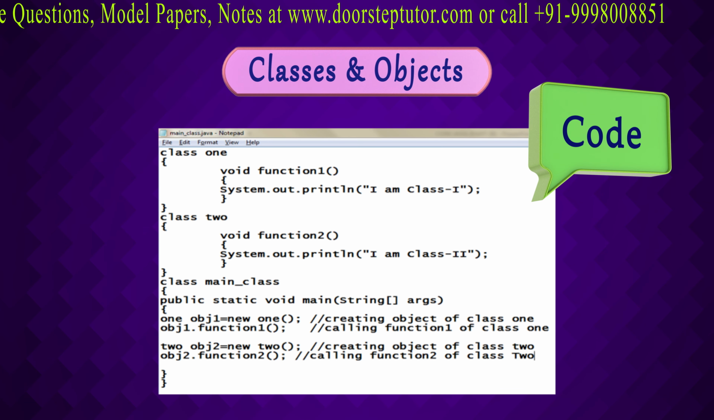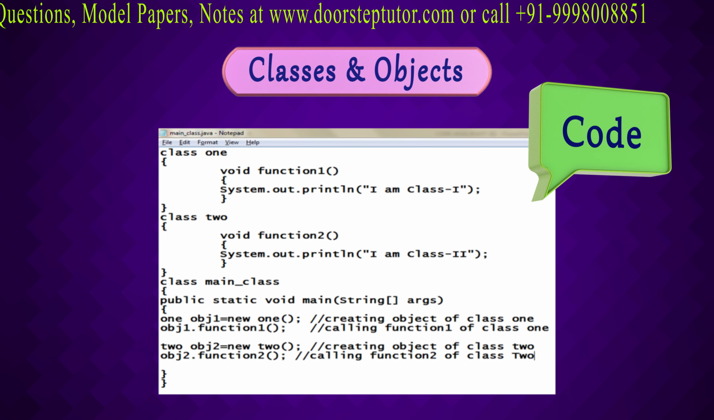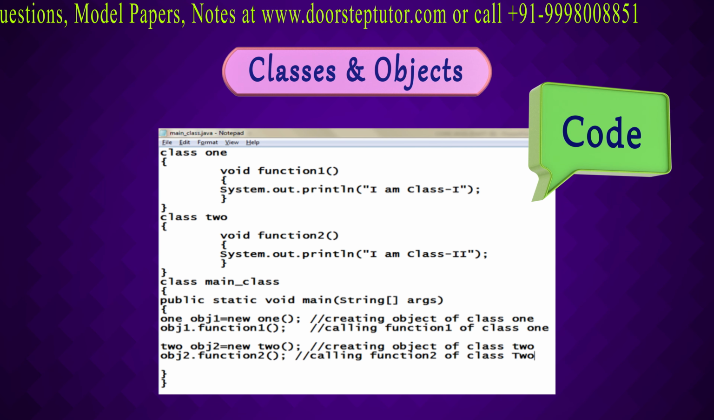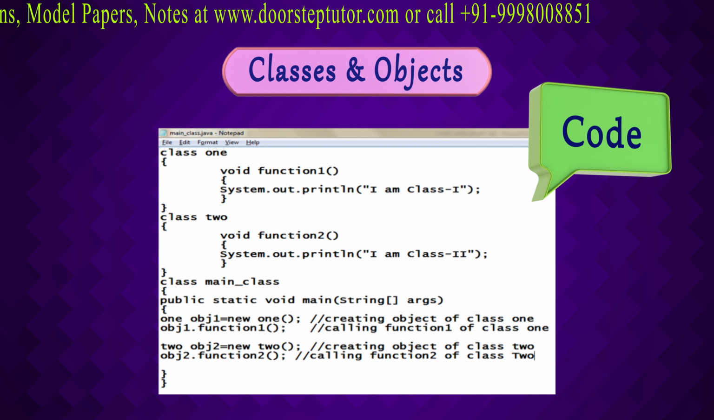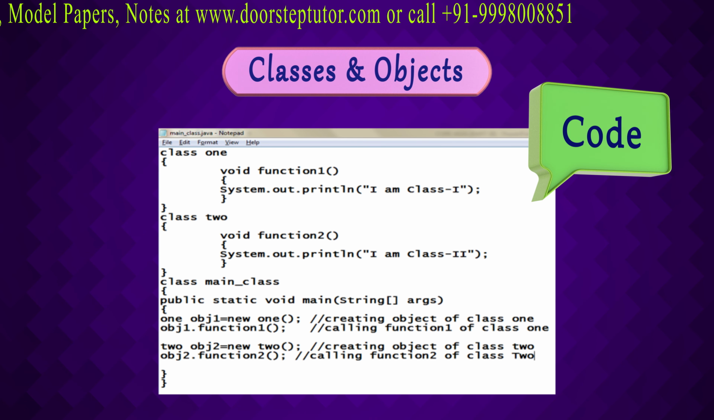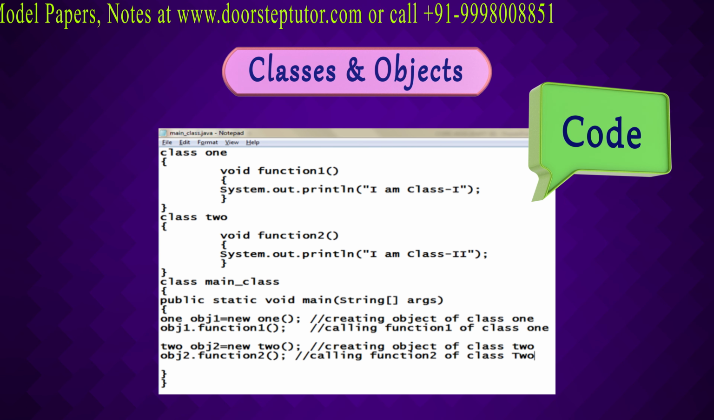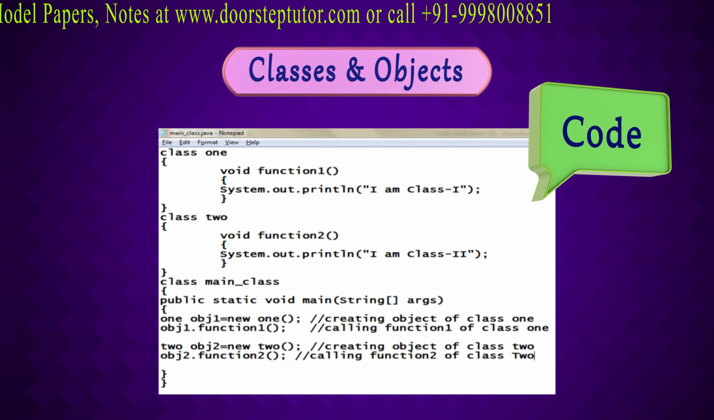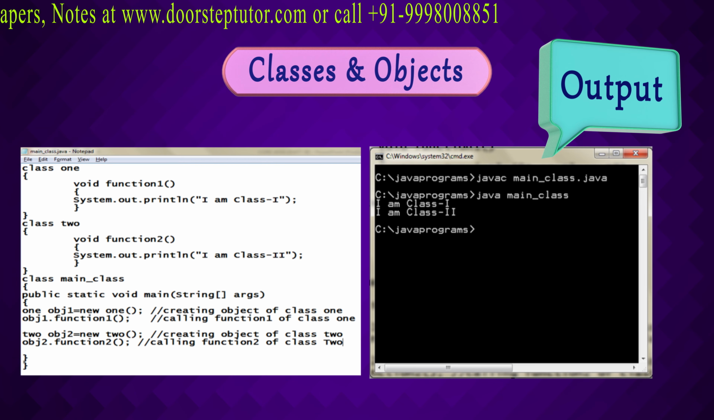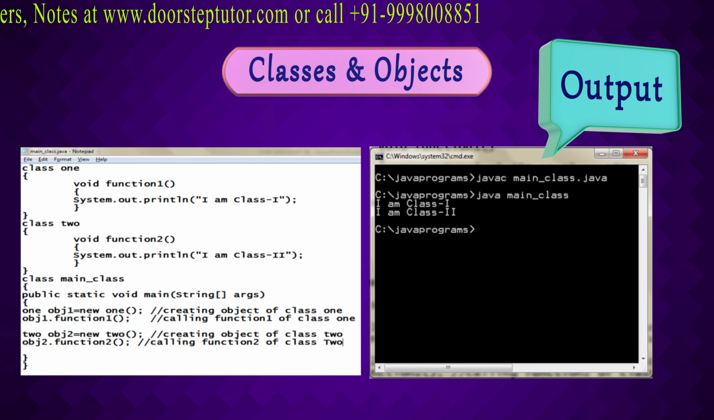Then this is the syntax for creation of an object, and for calling the function we just need to write the object name, then the dot operator, then the function name. Then similarly we can call function 2 of class 2 also, and we can see the output, how it will give us the output.